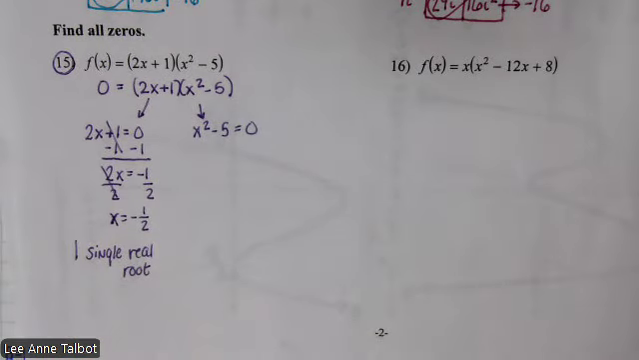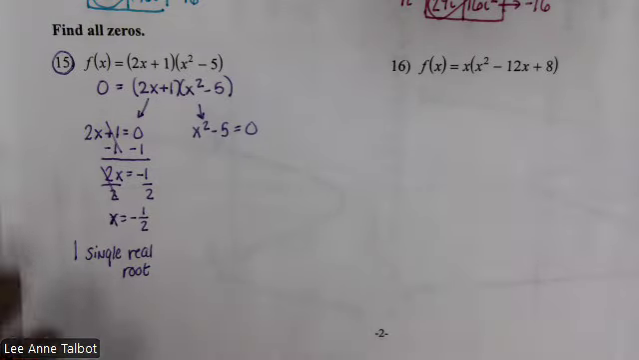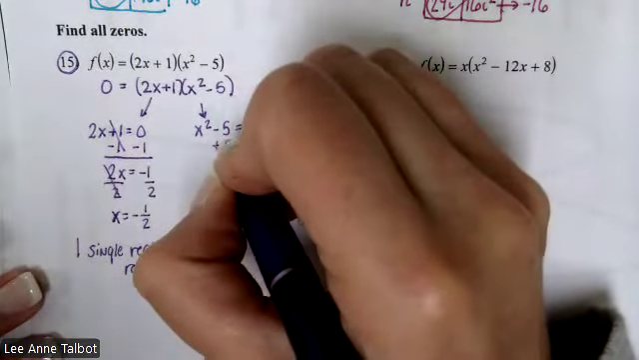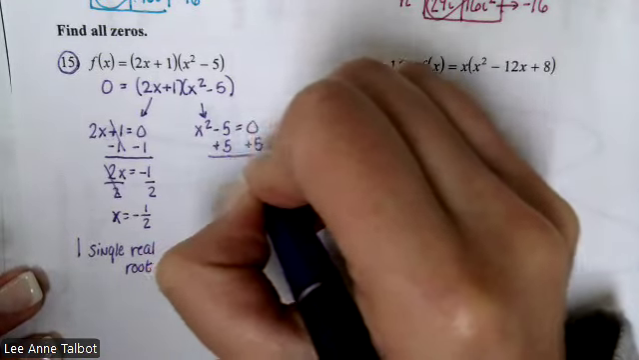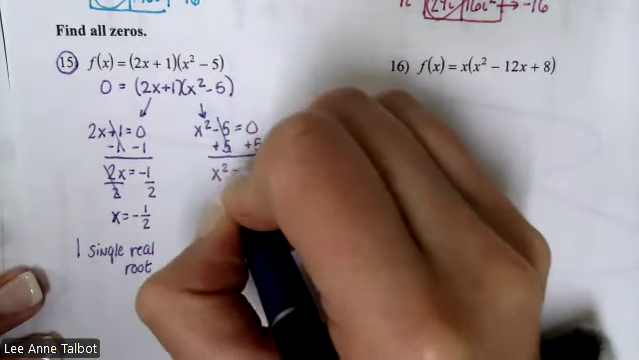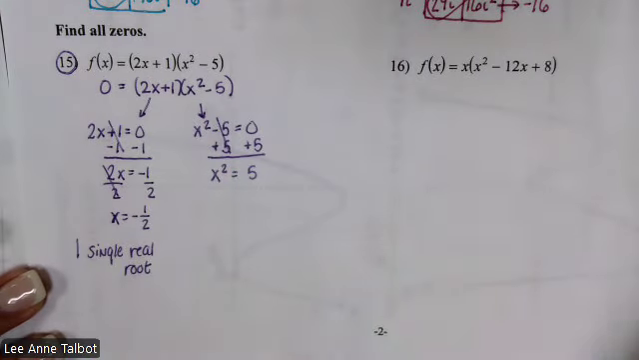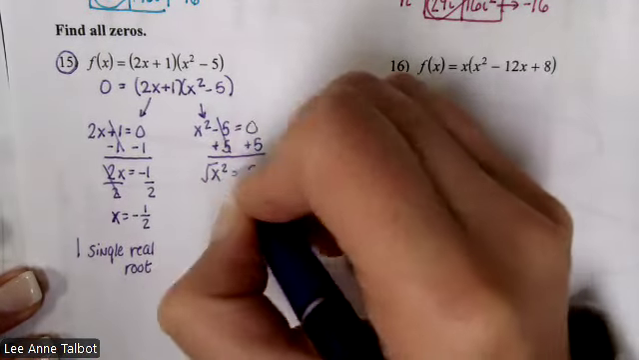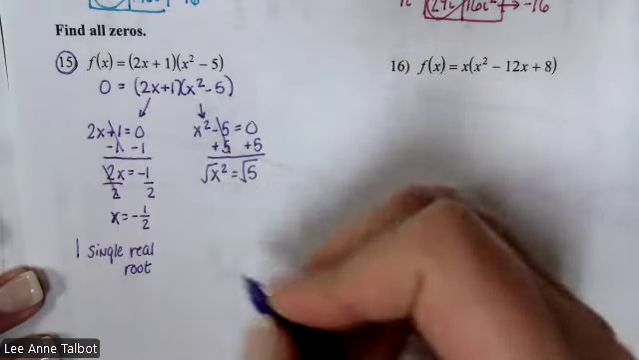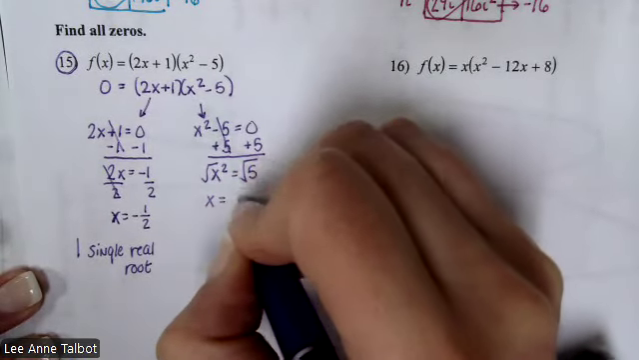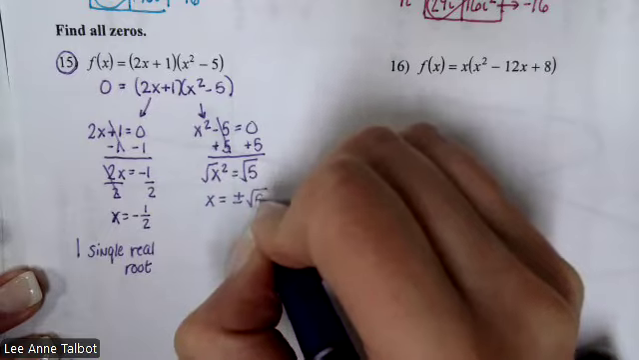But Mrs. Talbot, the directions say find all zeros, not roots. Oh, but wait. Zeros, roots, and solutions are all the same thing. Interchangeable vocabulary words. Isn't that awesome? Okay. Plus 5 plus 5. X squared equals 5. Square root. X equals plus or minus root 5.